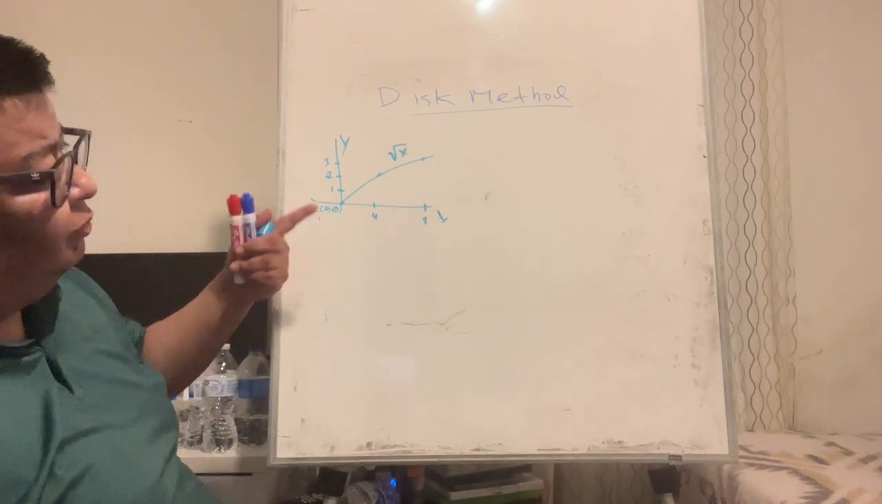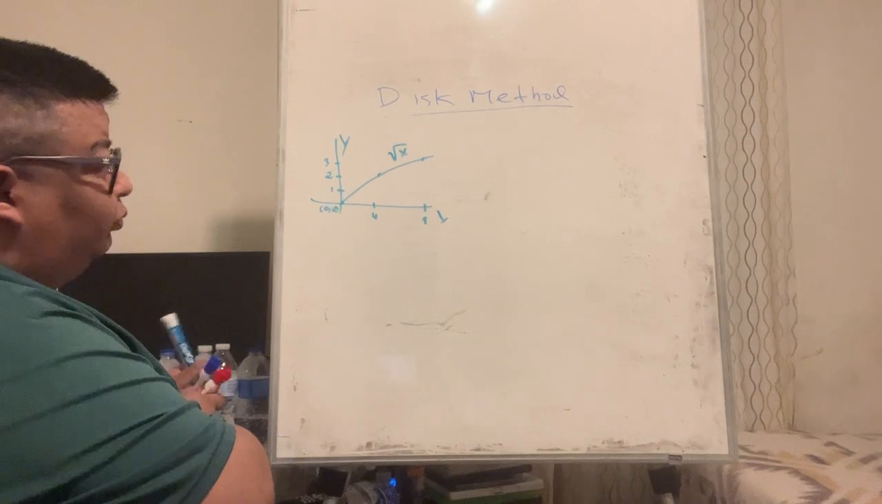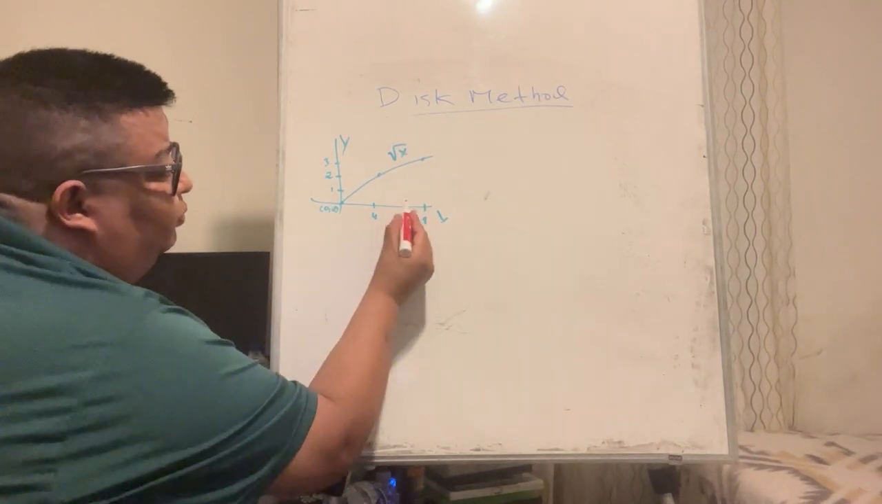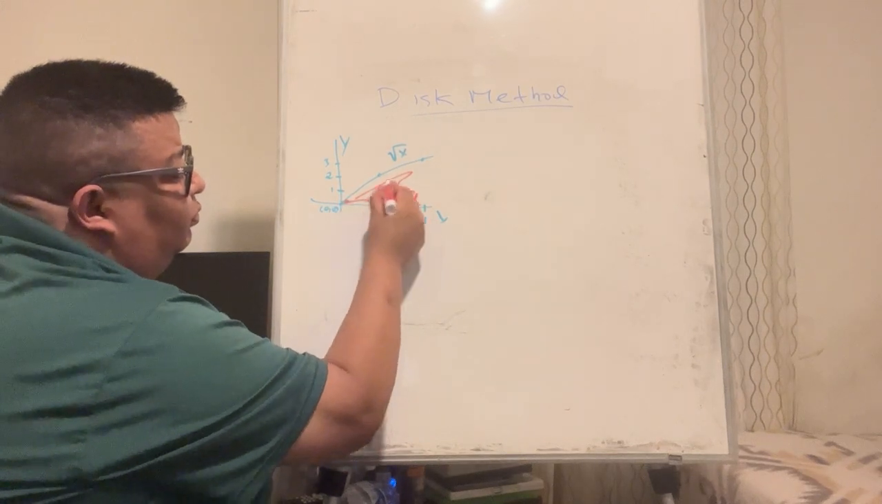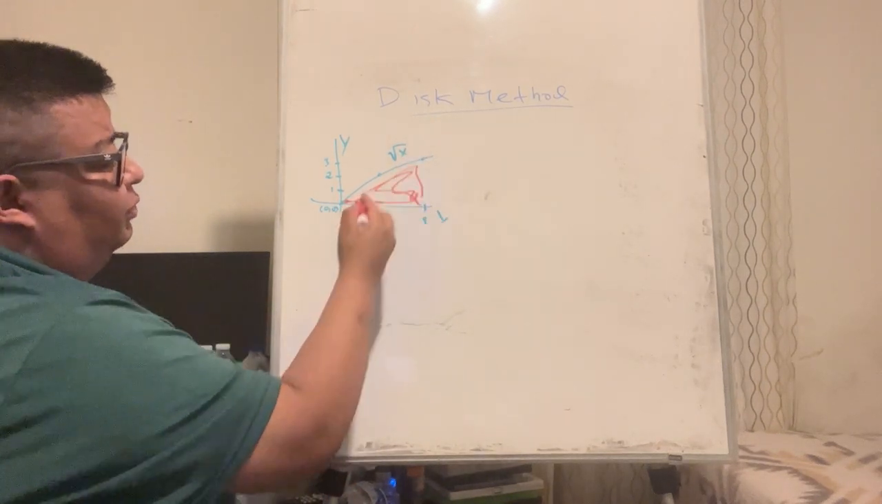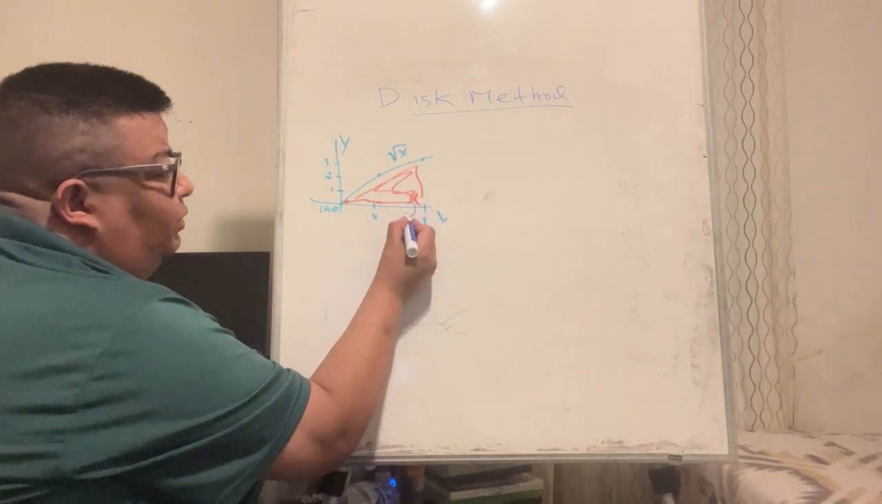So we have the square root of x, and we want to find the value of this area from the solid that is created from 0 to 9 and rotate about the x-axis.